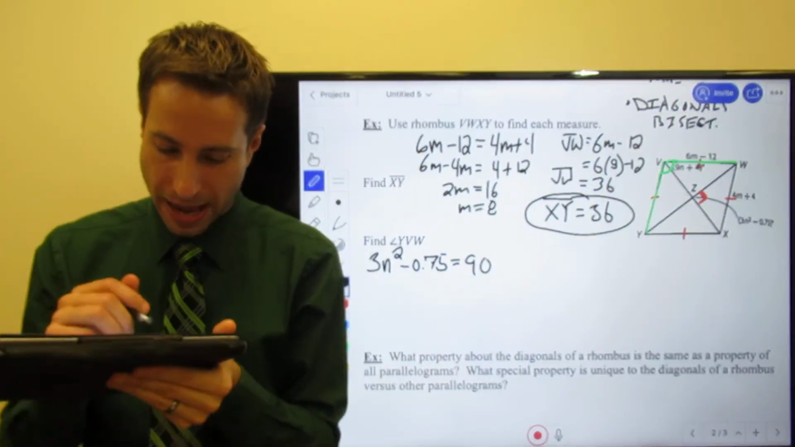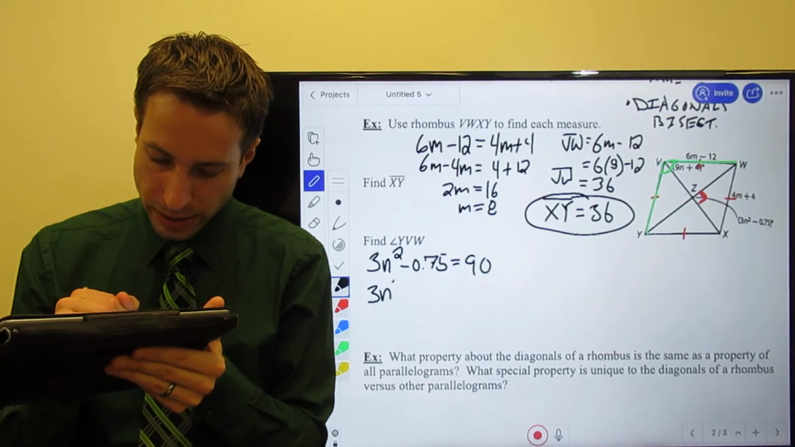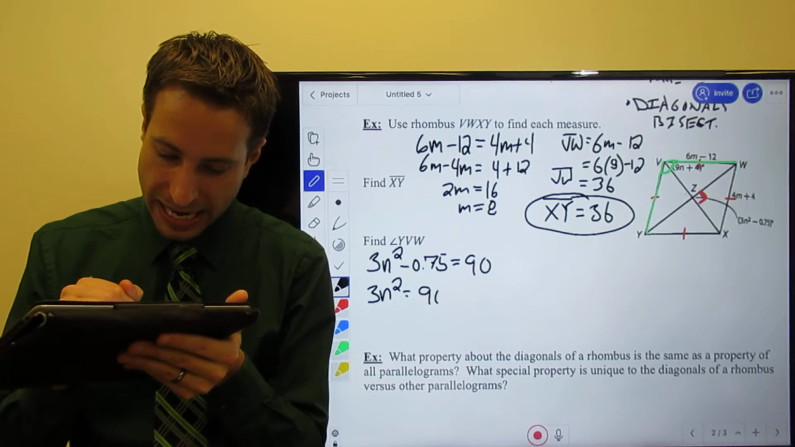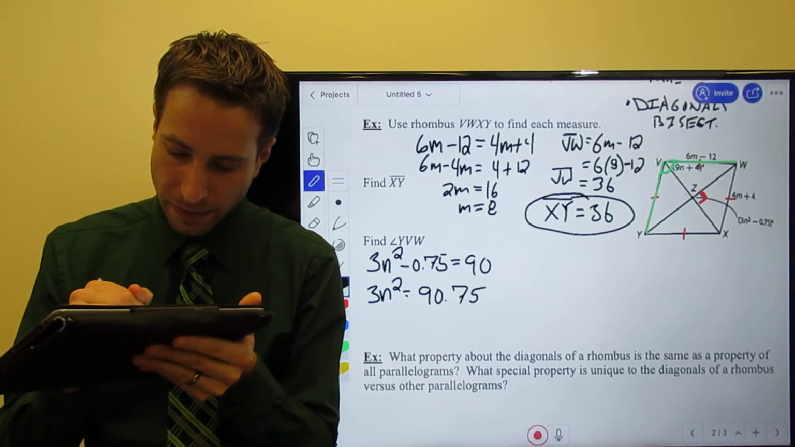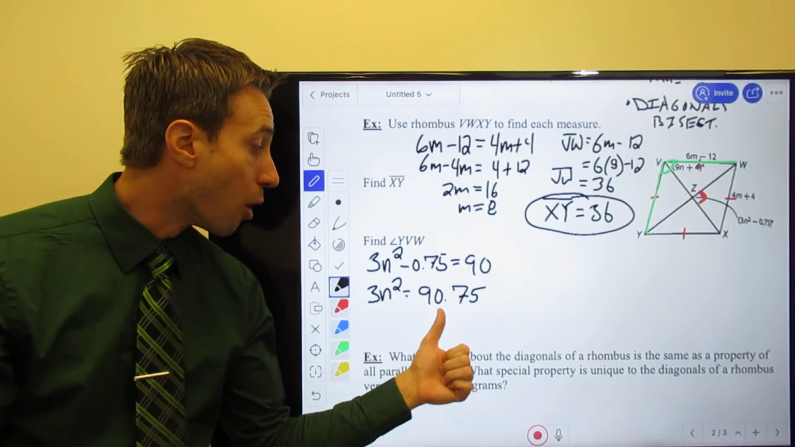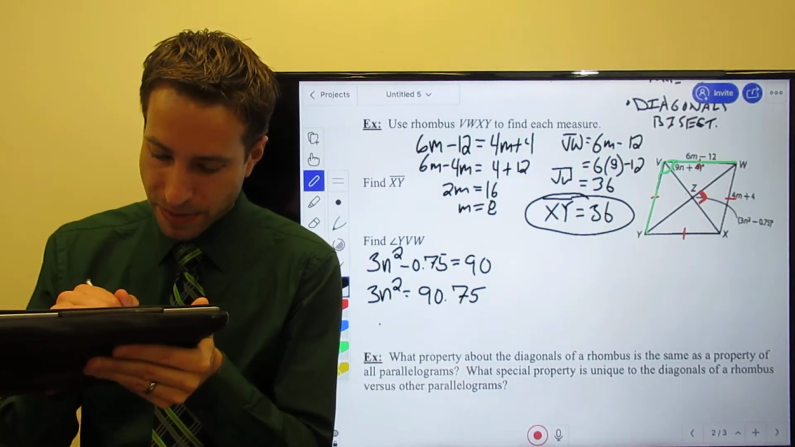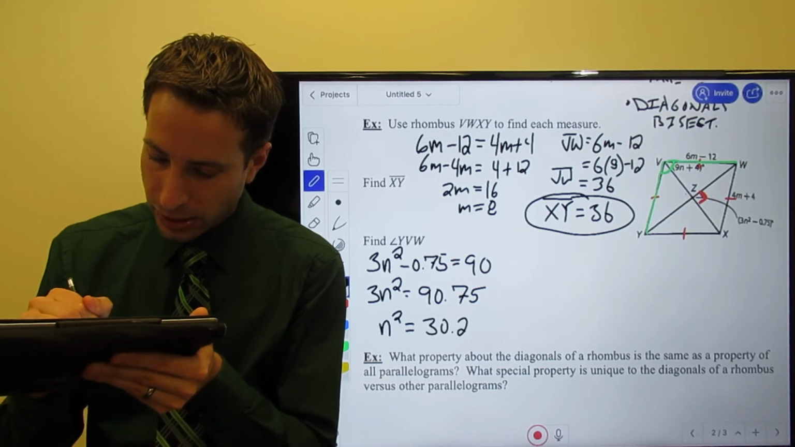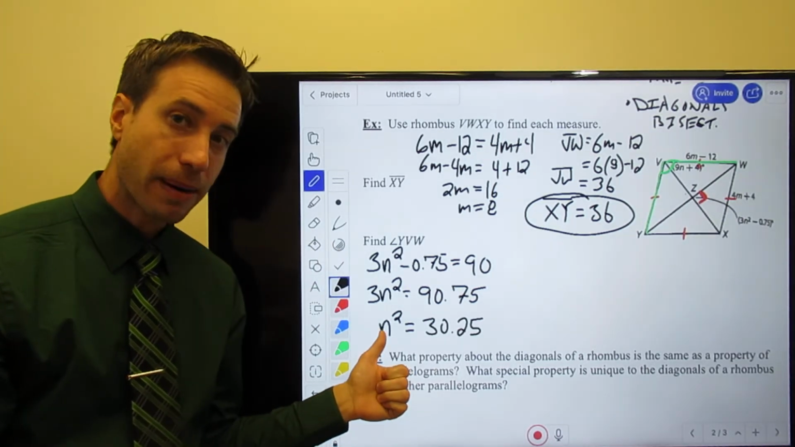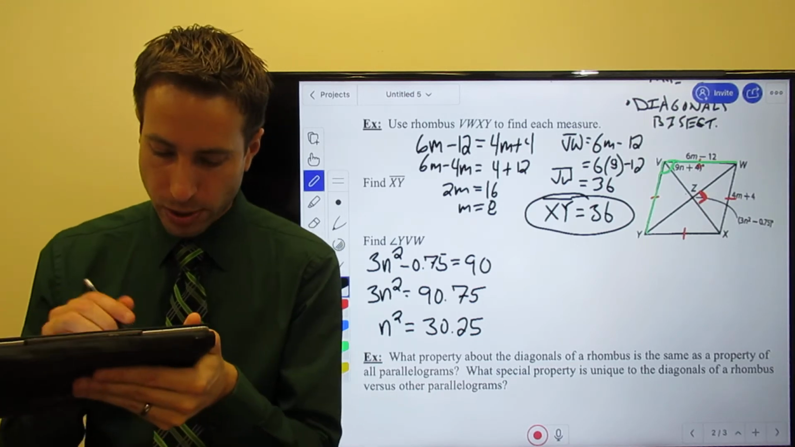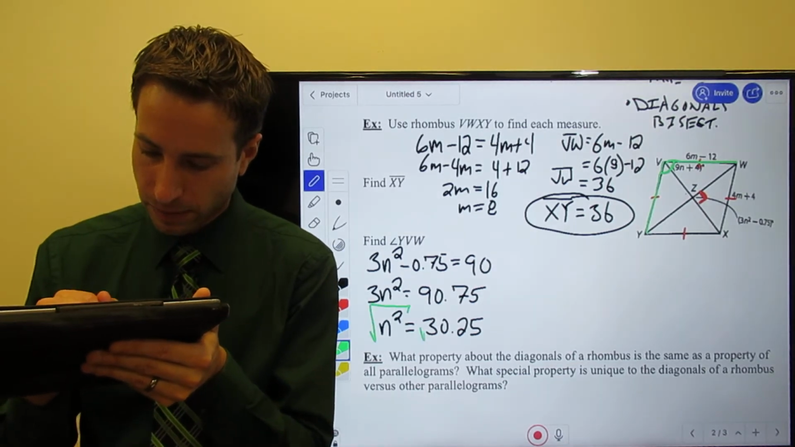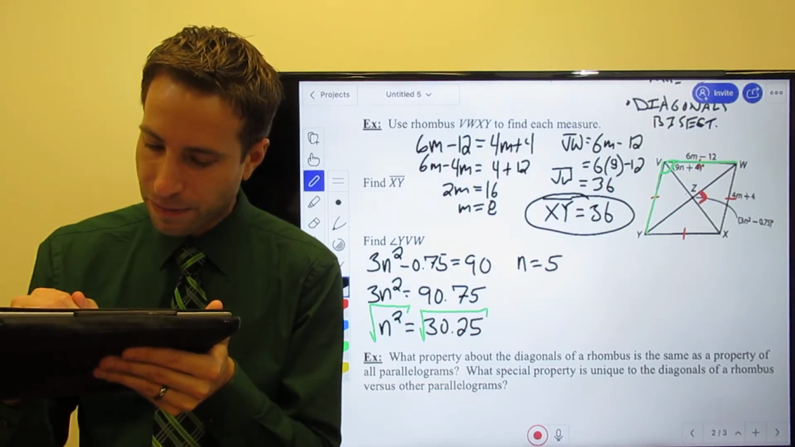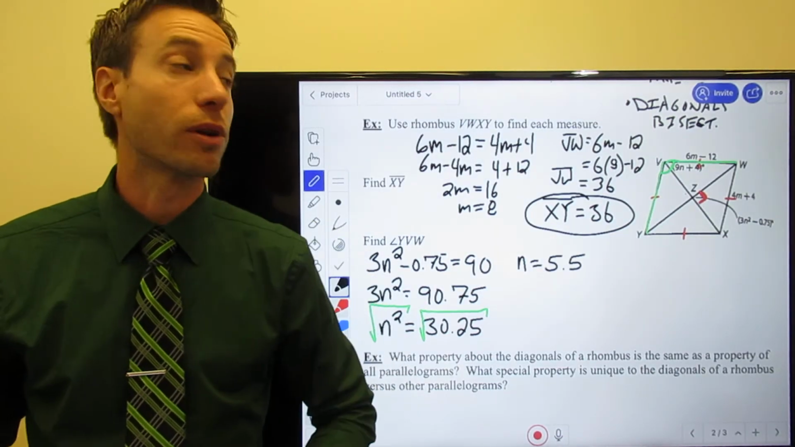So we solve for n. 3n squared equals, add 0.75 to the other side, so 90.75. Divide both sides by 3, n squared is going to be equal to 30.25. I need to get the n by itself, so we'll take the square root of both sides. And that means that n is equal to 5.5.